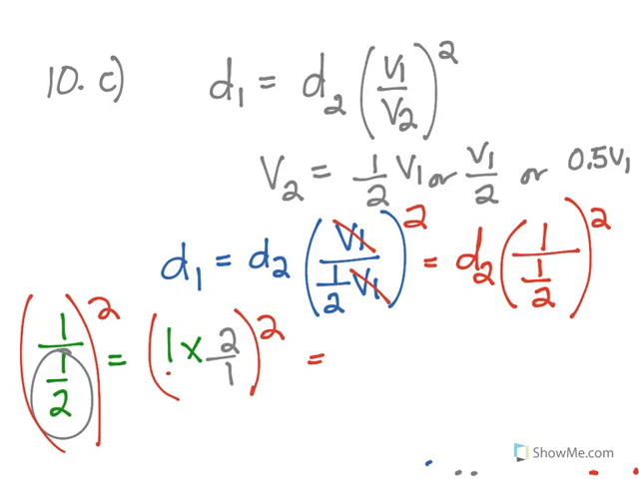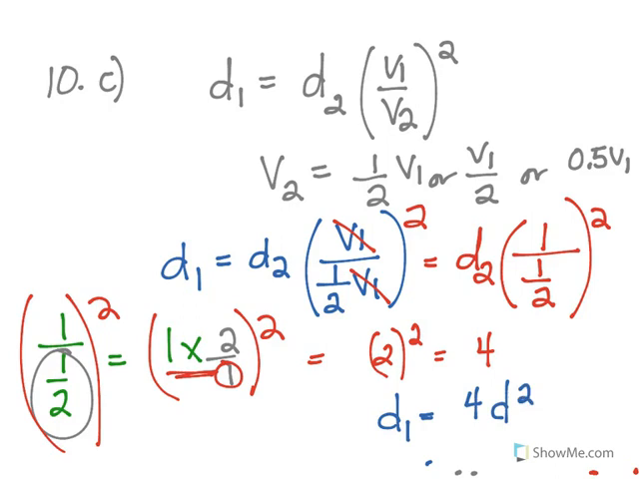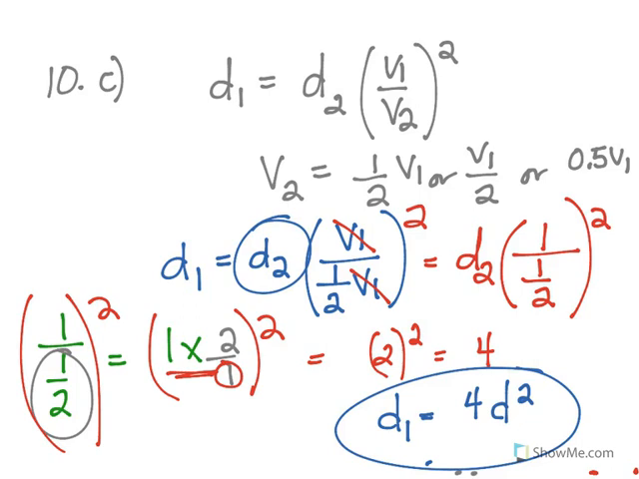So 1 times 2 is 2, divided by 1 is 1. So this simplifies to 2 squared, and 2 squared is 4. So the final answer to this problem is d1 equals 4d2. Don't forget that d2 was left over here as well. Okay, so that's it, folks.